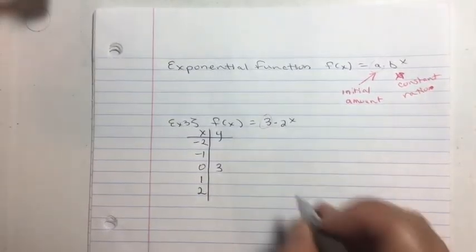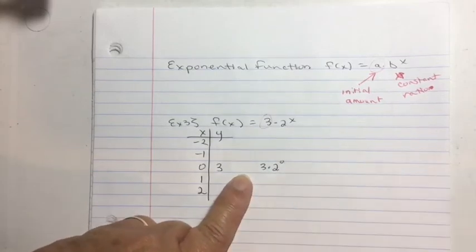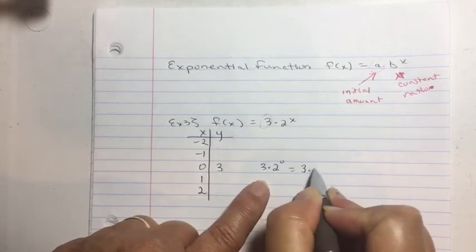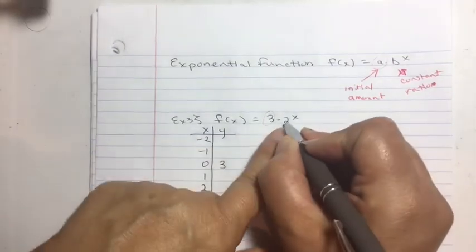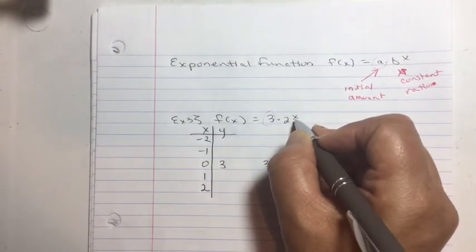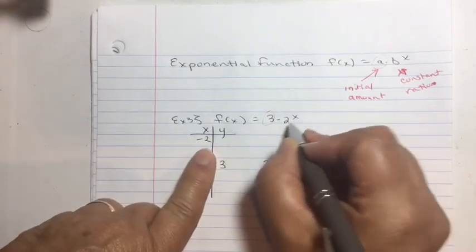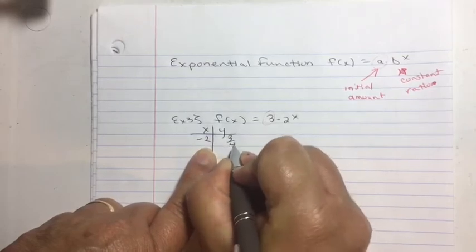And let's think about it. That makes sense because this is 3 times 2 to the 0 power. Anything to the 0 power is 1, so this is just simply 3 times 1. Now, when you do these, make sure you always do your exponents first. We know that 2 to the negative 2 power, remember that was a quarter, so this is 3 times a quarter. 3 times a quarter is 3/4.